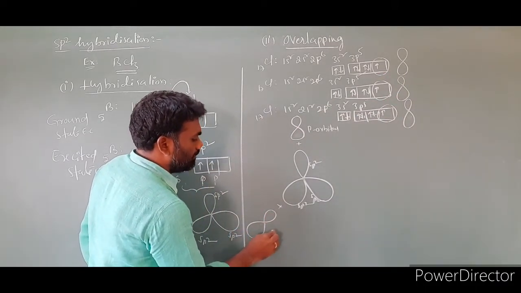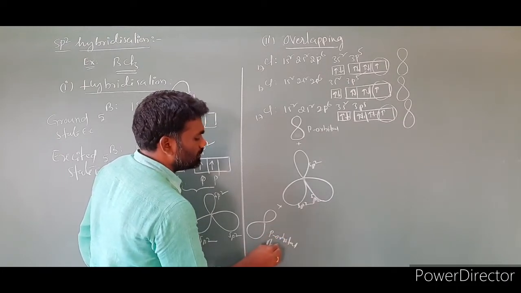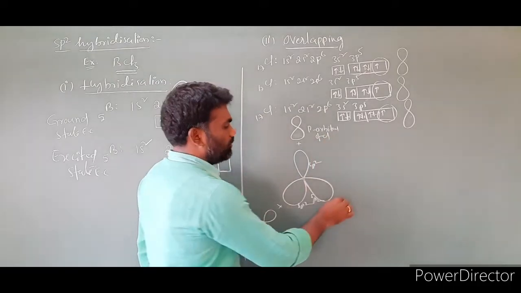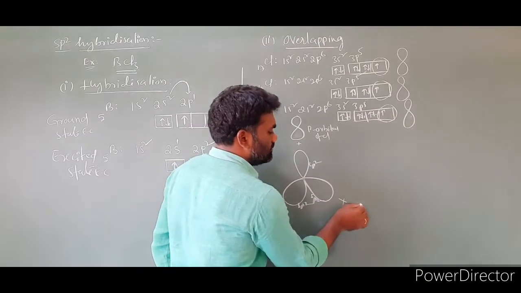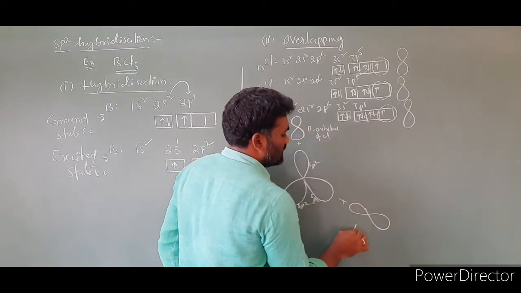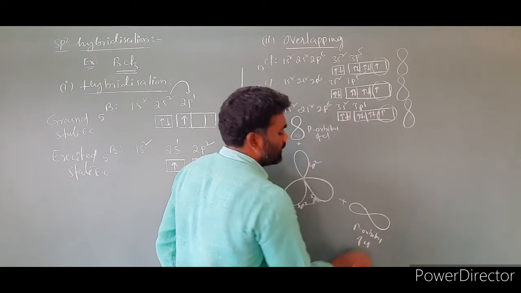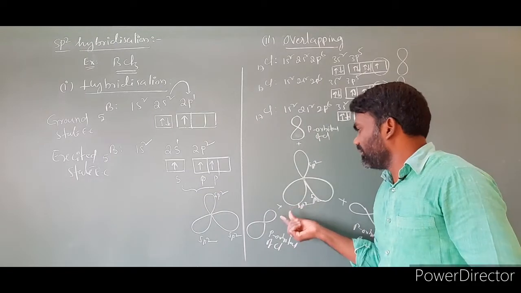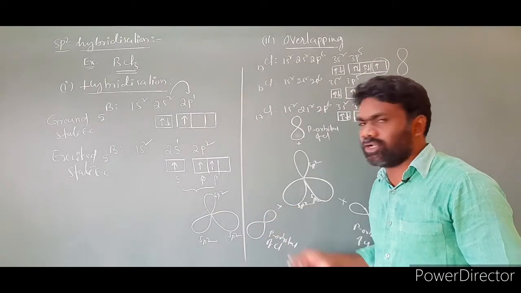This is a p orbital of whom? Cl. This is the p orbital of Cl. And one more is there. This one. So take this one also. This is a p orbital of chlorine. So all these are overlapping. Overlapping in the sense of partial merging of these 2 orbitals in an end-on-end fashion.